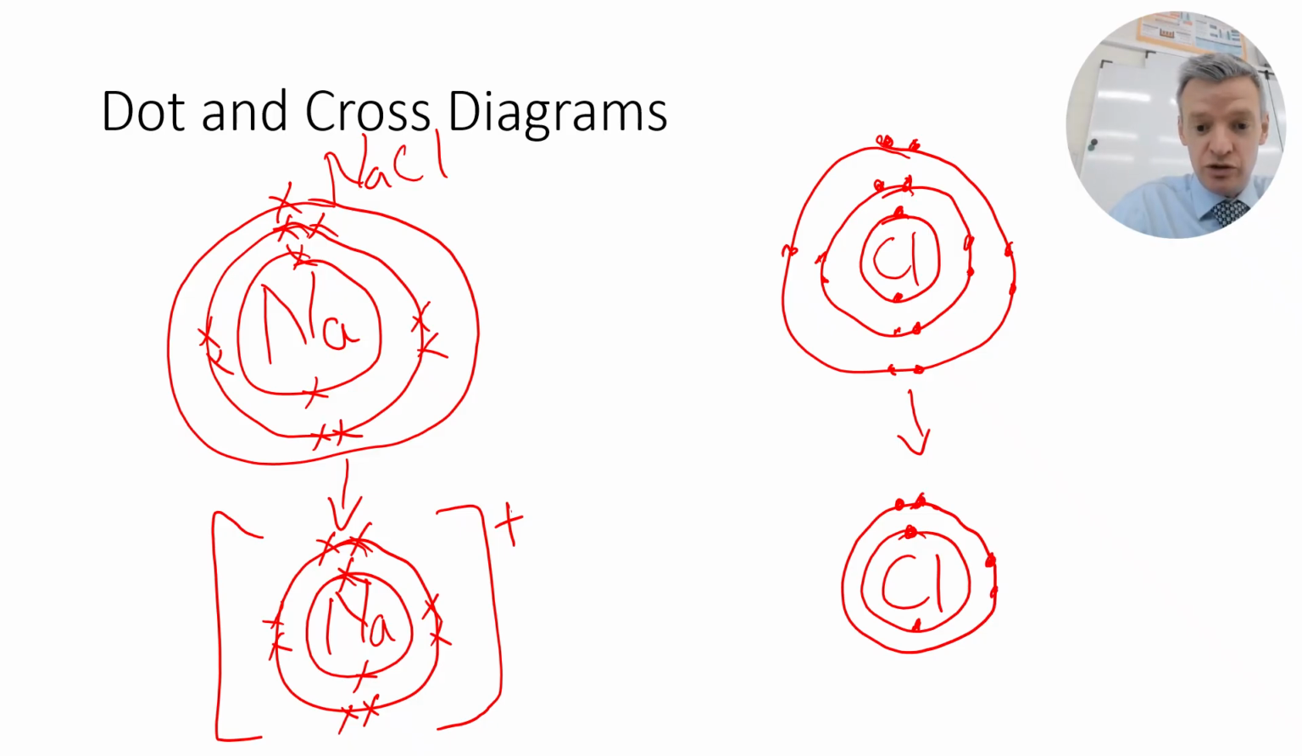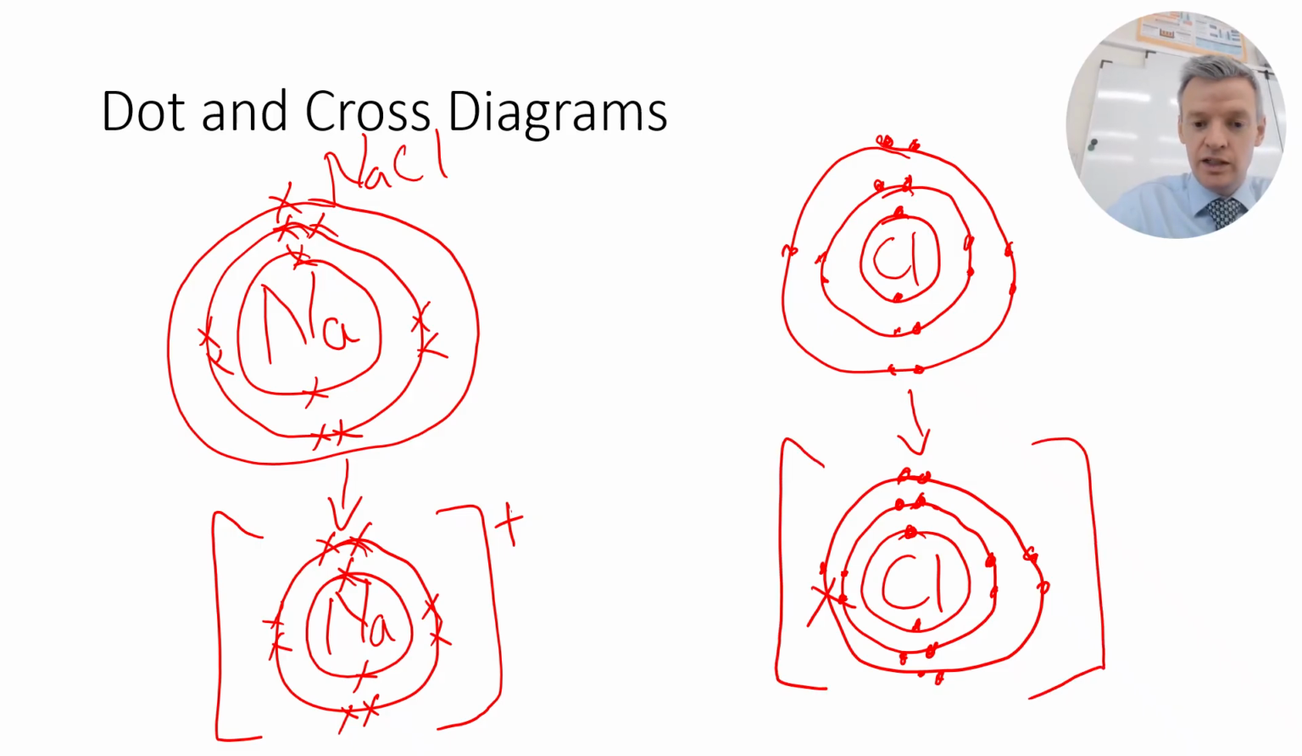Quite often you don't have to draw all the shells, but if they don't specify, please draw all of the shells. So it's 7, and it gains 1, and I like to draw this as a cross because you're showing that it's coming from the metal. If it gains 1 electron, it has a charge of -1.